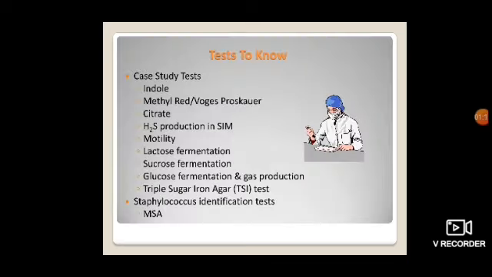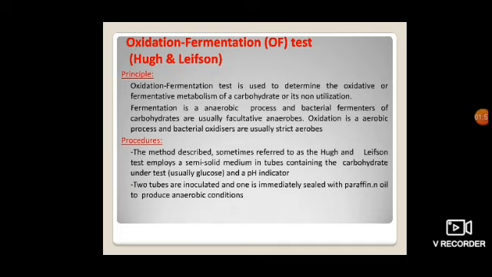Here, elaborating on all these different types of tests: indole again, then methyl red or Voges-Proskauer test, then citrate test, H2S production, then motility test, then lactose, sucrose, glucose fermentation tests, then gas production test, the triple sugar iron agar test, and staphylococcus identification test. All these tests are included by which we identify different types of biochemical reactions.